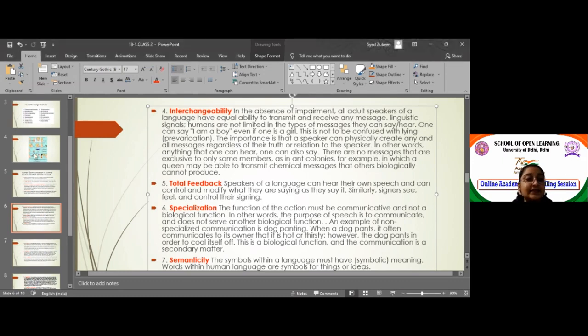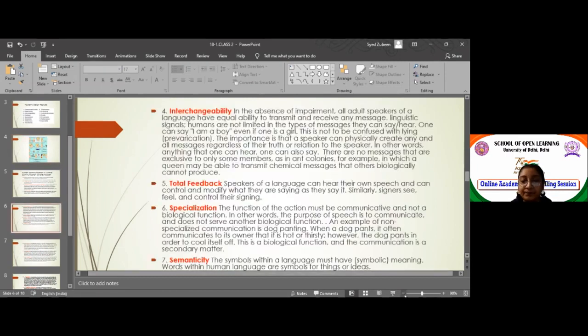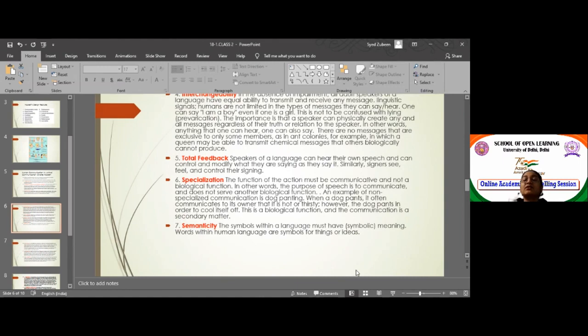All right, and here let's have a look at the diagram for specialization. Here he is only using the words to communicate, whereas, for example, you have dogs that are wagging their tail to suggest that they are hungry. All right, then the idea of semanticity.